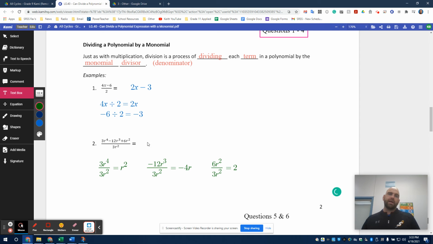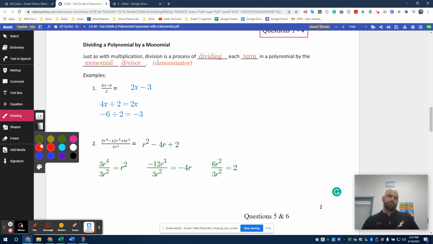Now we put this all back together. We're going to have r squared, we're going to have negative 4r, and we're going to have positive 2. These come from our three statements. R squared is right there, negative 4r is right there, and 2 is right there. So our three statements match up perfectly, and that will be now our answer. So that is our finalized polynomial.